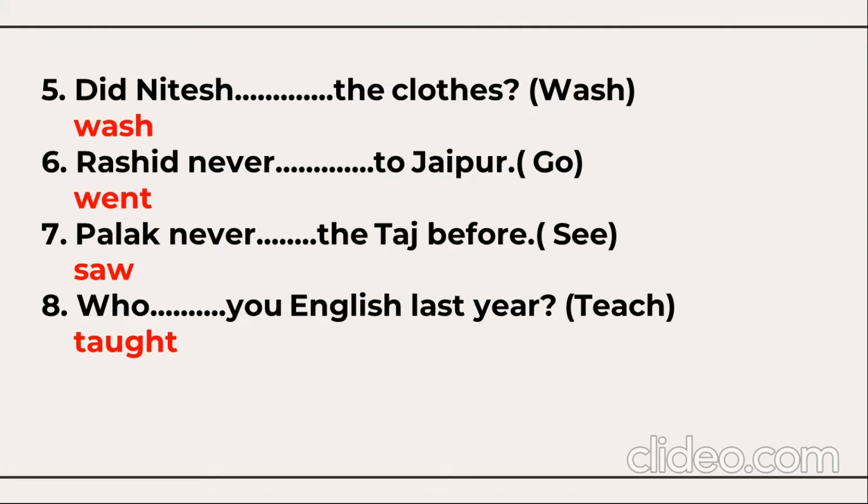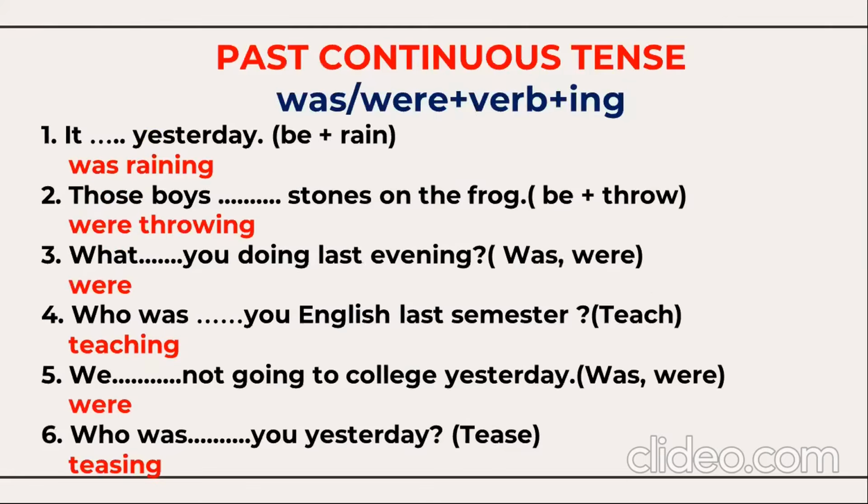Then to express an action which completed in the past with reference to the time of speaking. For example, the chief minister left for Delhi last week. So now let's have a discussion. Past continuous. Any action which was going on in the past. So we use here be forms was, were plus verb plus ing.